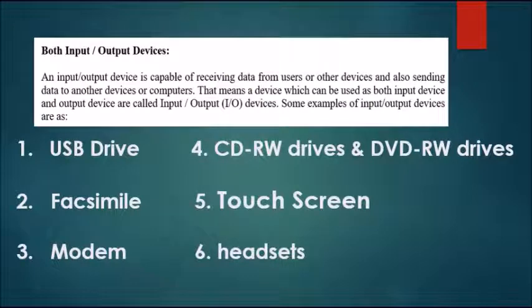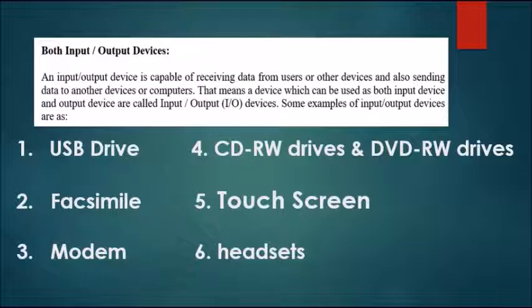Now there are some devices that act both as input device and output device. An input and output device is basically capable of receiving data from the user and also displaying it or sending it to another device or computer. It means that it is performing the work of both input device and output device. That is why they are known as input output devices. Some of the examples are given over here.